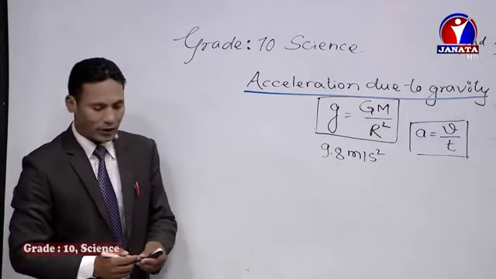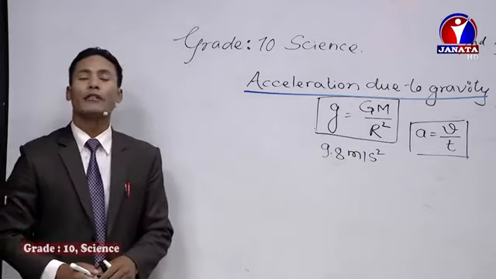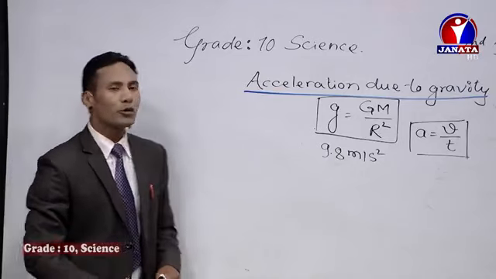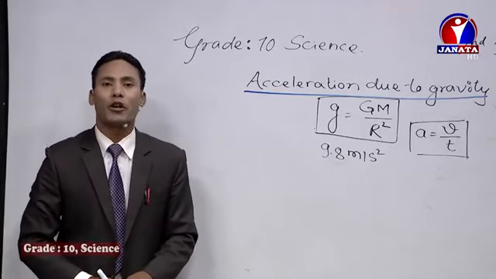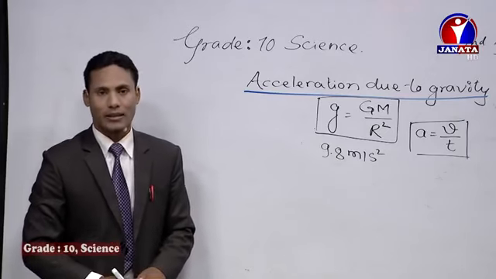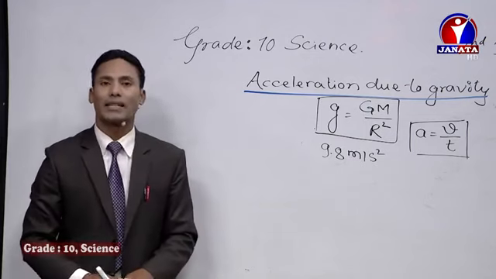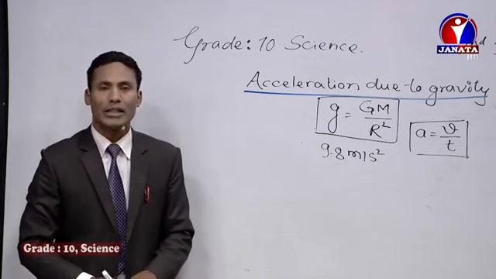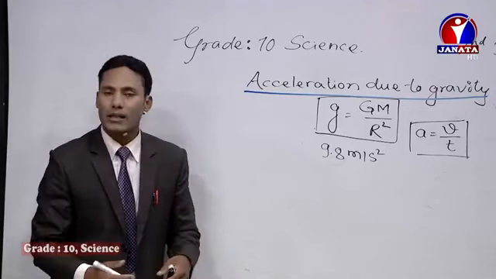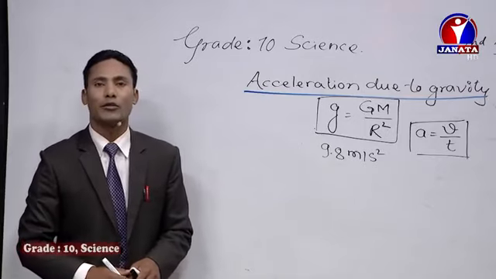Now, this acceleration due to gravity is produced on the freely falling object. Previously, people used to believe that the acceleration of a freely falling object depends upon its mass. Aristotle was the person who believed that. That means the bigger the mass, the more the acceleration, and the smaller the mass, the less the acceleration.